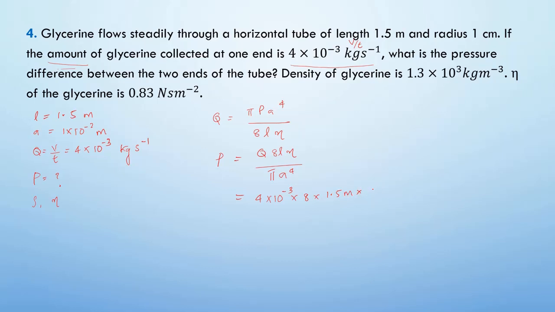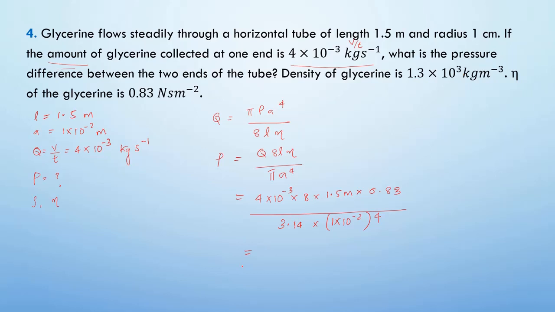Eta of the glycerin is given as 0.83 divided by pi, where pi is 3.14, and the radius a is 1 into 10 to the power negative 2, the whole to the power 4. We didn't need to use rho here.